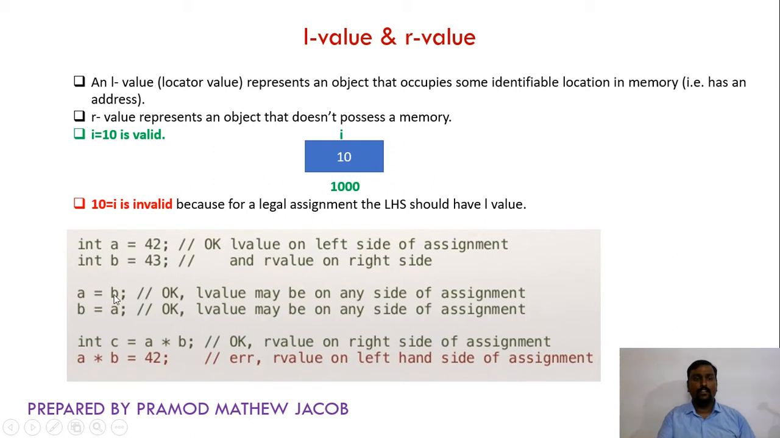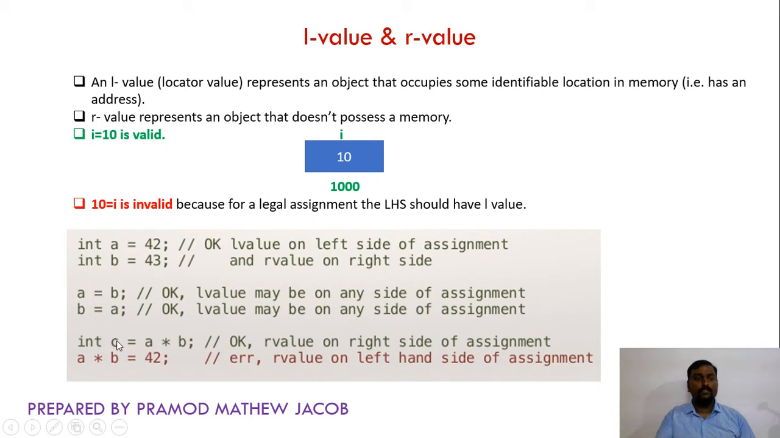Next is a is equal to b. This is also accepted because the left hand side is L value and the right hand side is also an L value. So both sides are locator values. The right hand side of an expression can be either L value or R value. So this is accepted. The next statement b is equal to a is also accepted because the LHS is L value, RHS is L value.